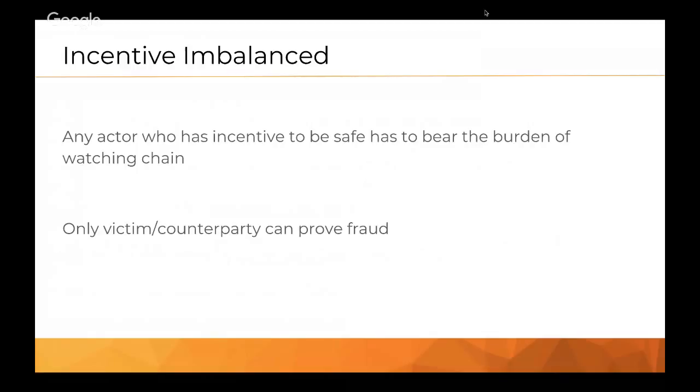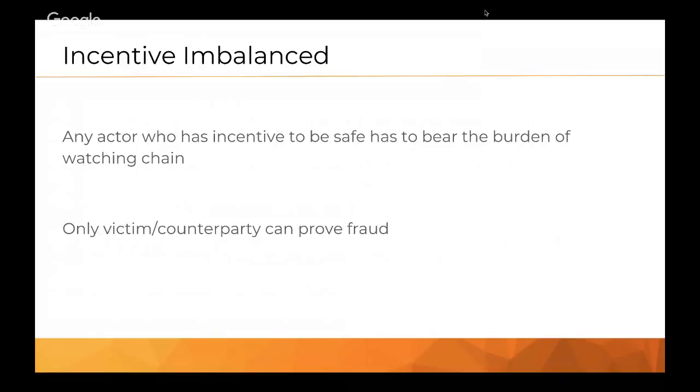One of the things we did not like about the design of Plasma is that the incentives are not balanced properly. The person who wants to be safe has all the burden, and only a counterparty can prove that something has gone wrong. So if I send a transaction to you, only you know if the signature is valid. And there are other issues as well, but this is one of the biggest issues with the current Plasma.